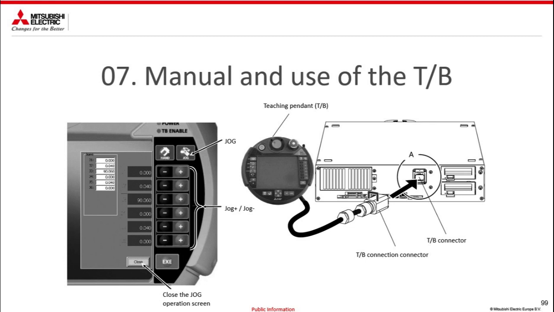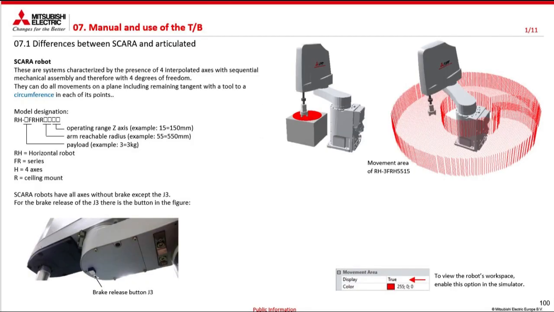We are going to see how to move the robot in jog mode. We are going to see the three main jog movement modes, which are joint, Cartesian, and tool. We will then see how to use the teaching box to move the robot, and how to use an extremely useful functionality, which is that of aligning the robot's wrist using the teaching box.